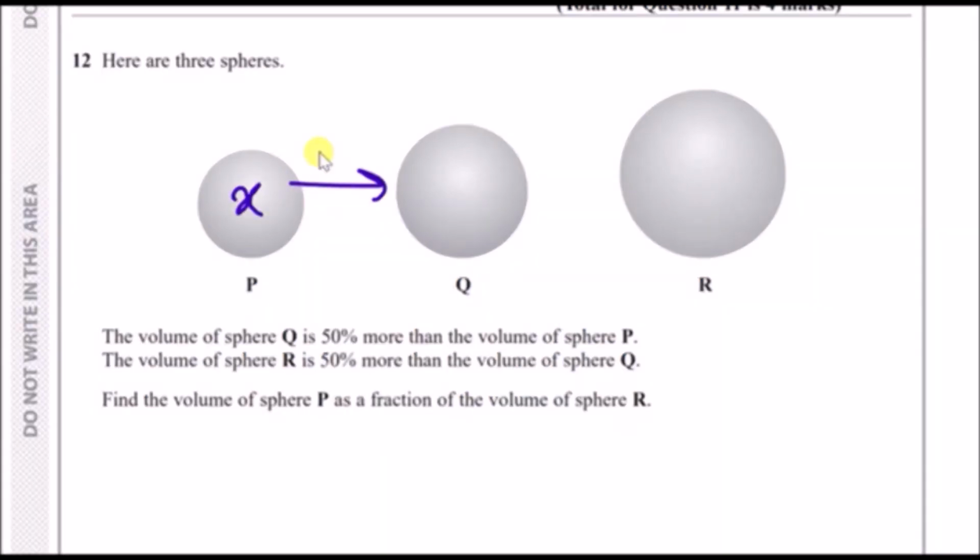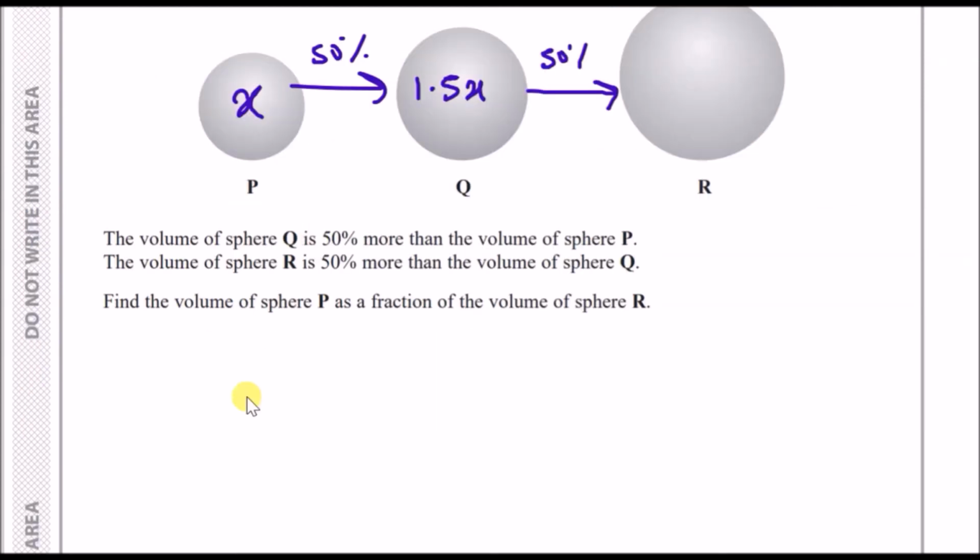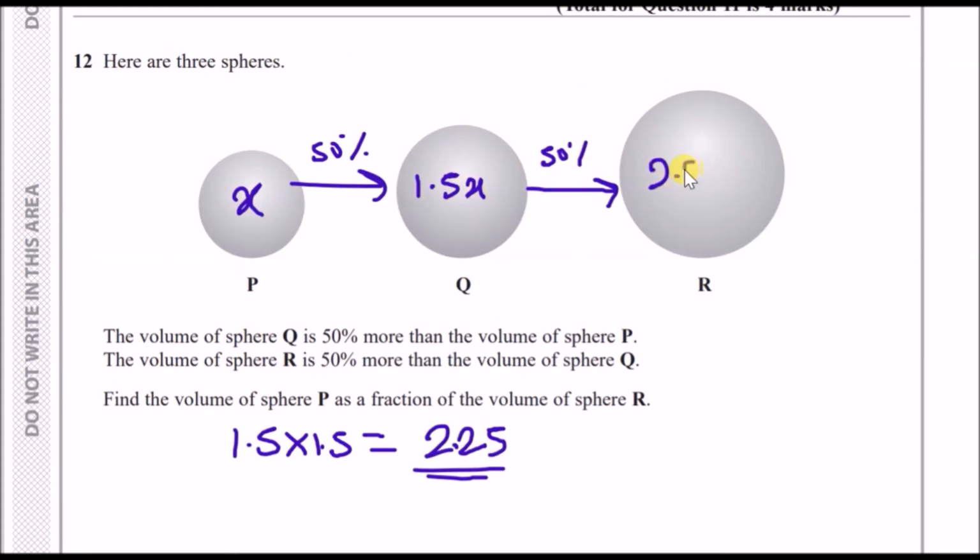Each one is 50% more, so you can think of it as a 50% increase, so multiply by 1.5. If the first one is X, the next one will be 1.5X, and then going from Q to R, it's going to be 1.5 times another 1.5. We know that 15 times 15 is 225, so 1.5 times 1.5 is 2.25. There are various ways to do that, but that's one way. So we're going to have 2.25X, which is the volume of R.